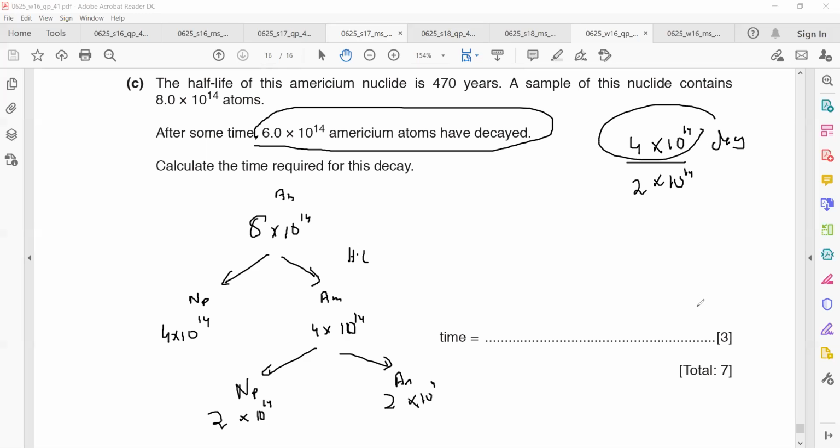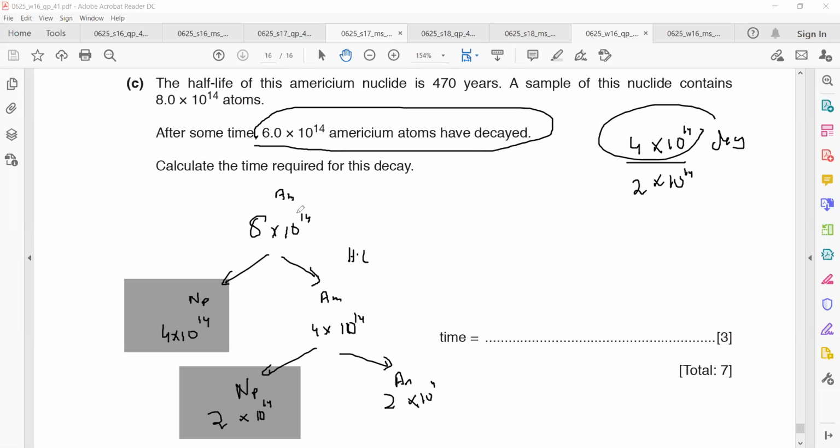In terms of radioactivity, both are radioactive, but what we are considering is that americium is unstable and neptunium is stable. Actually both are unstable. Neptunium will decay according to its own half-life, but we are finding for americium only.